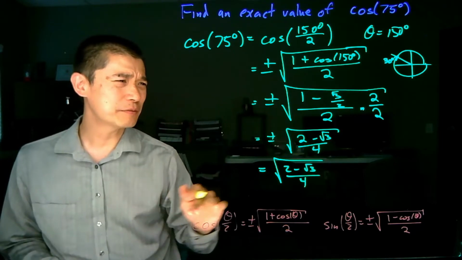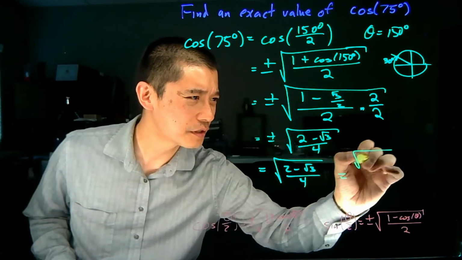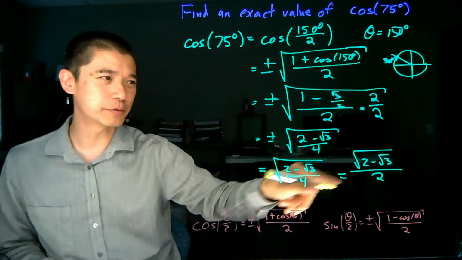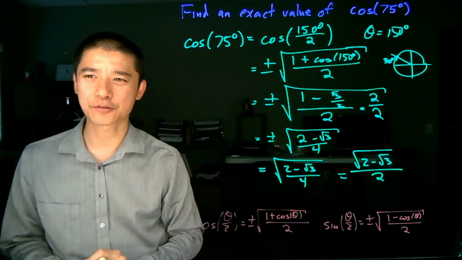There's one more simplification we can do right here, which is square root of 2 minus root 3 all over 2, because the square root of 4 is 2. Either one of these answers for me would be acceptable.